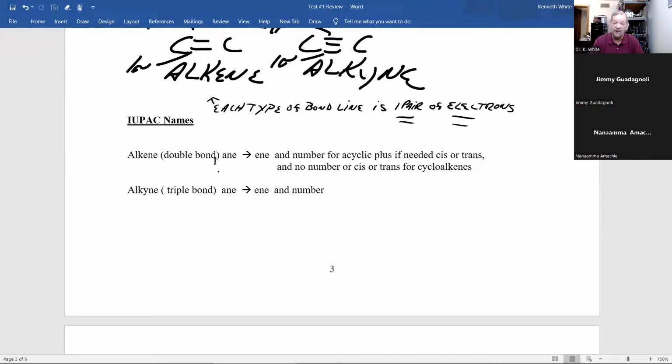Now, if it's in a ring, don't forget for rings, use the cyclo along with the number of carbons, but you change the ane ending to ene. But in a ring, you don't use the number if that's the only functional group present, which in my class it will be, and you don't use cis or trans. And one of the carbons of the ring double bond is always 1, the other carbon is always 2.